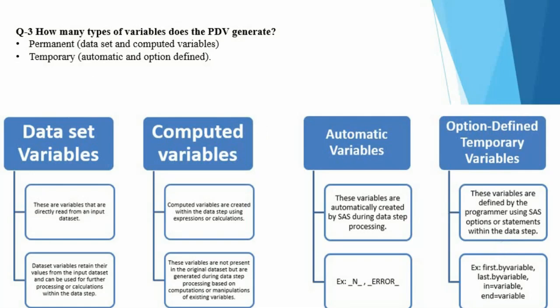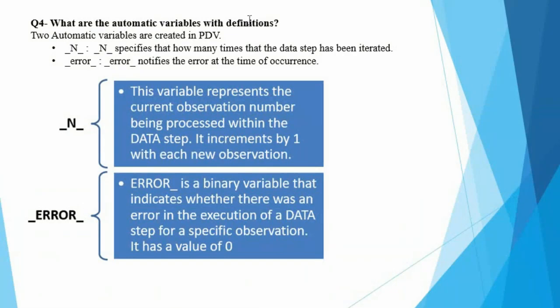Now move on to the fourth part. What are the automatic variables with definition? Two automatic variables are created in PDV. _N_, as I already explained, specifies how many times the data step has been iterated. _ERROR_ notifies the error at the time of the occurrence. I will show you by example.